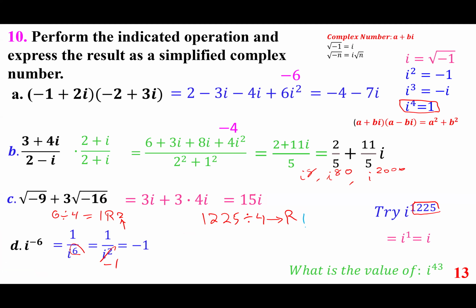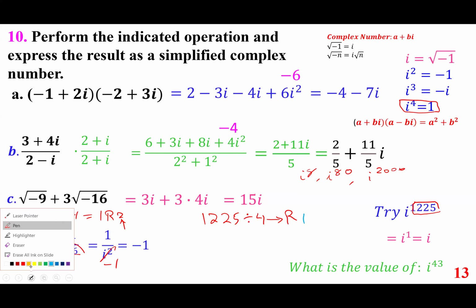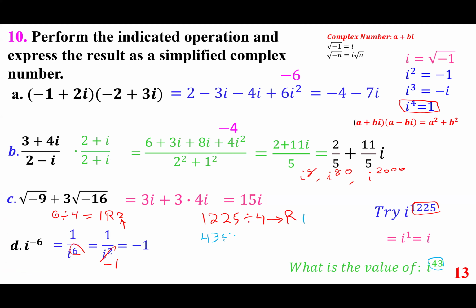Here's another example. What if we have i to the power of 43? I'm going to divide 43 by 4. Again, this is not the only way. This is the fastest way. 40 is divisible, therefore the remainder is 3. So i to the power of 43 becomes the same as i cubed, which is -i. It's very straightforward, everybody.